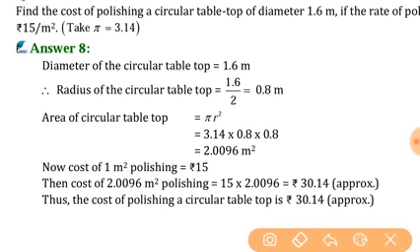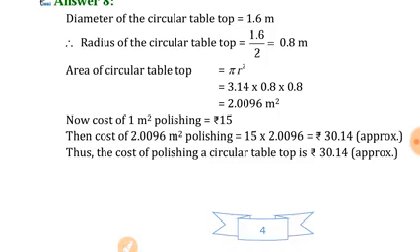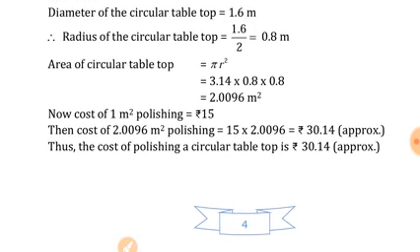Then the cost of polishing 1 meter square is 15 rupees, so the cost of 2.0096 meter square is 15 into 2.0096. So it is approximately 30.14 rupees.